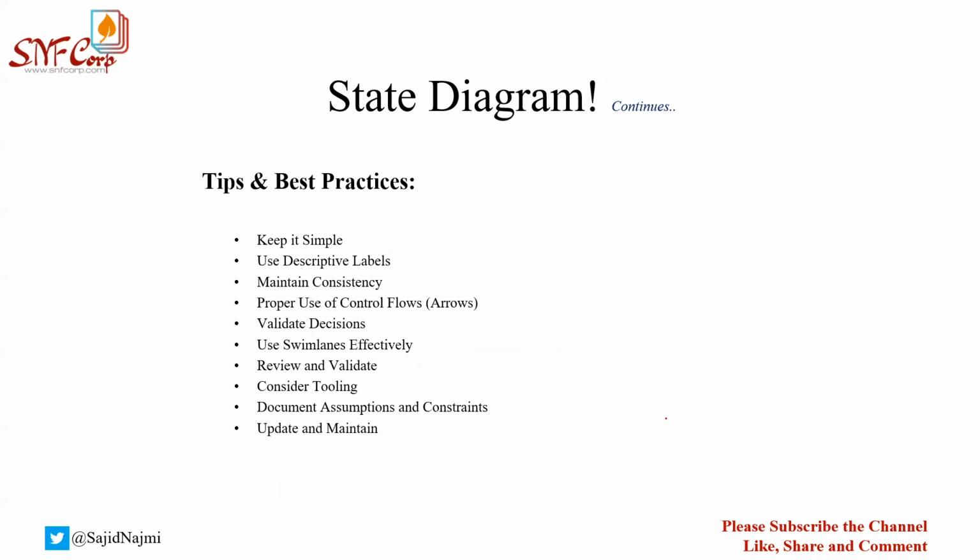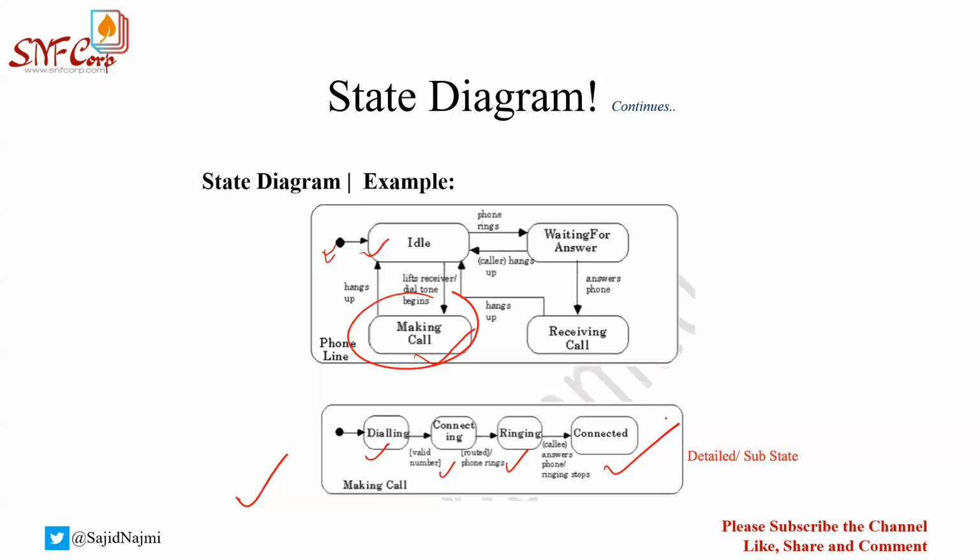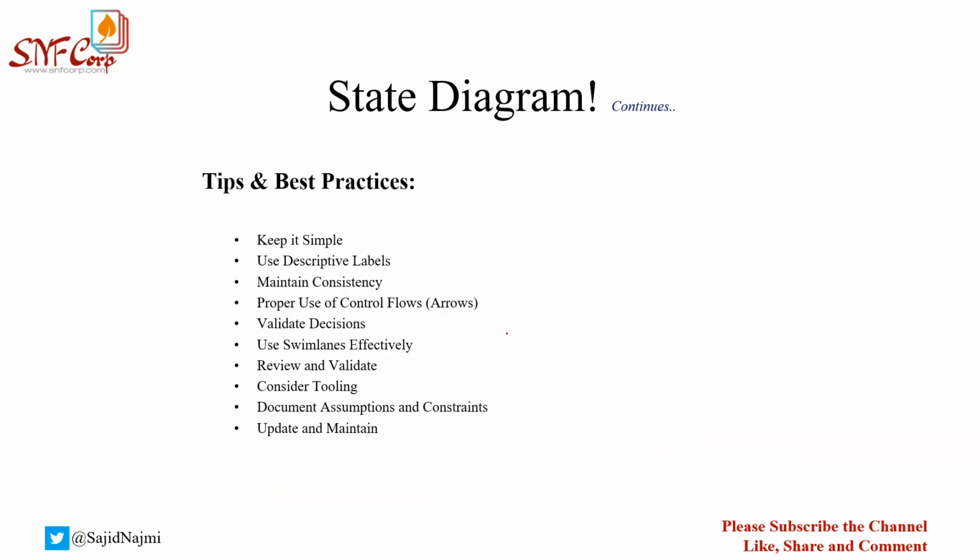Tips and best practices, we have discussed this before as well. Always try to keep it simple. Use descriptive labels. When I say labels, these labels. If you have descriptive labels, it will be easy for someone to understand what you mean by this. If I start writing A, B, and C there, people will have to guess what this A is all about, what this B is all about. Don't try to do that. Try to write descriptive labels so that people understand what you mean.